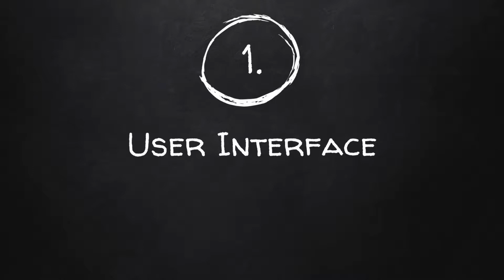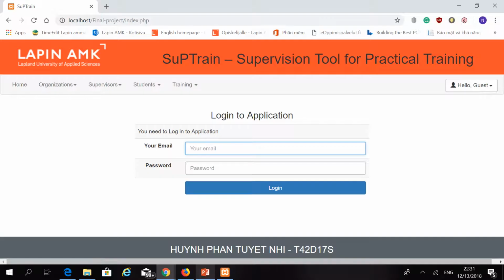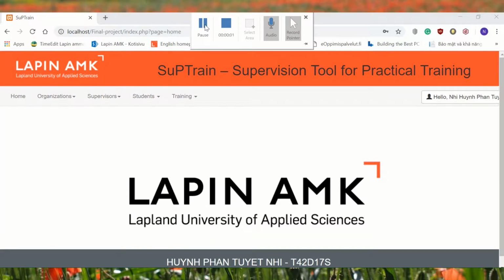First of all is about the user interface. Here you can see that this is my main page or home page, or I can also say it's the login page for my application. I can say that it's easy to use because I'm not good at coding at all, so I try to make it as simple as possible. And after you log in to the application, here is the main home page of the application interface.